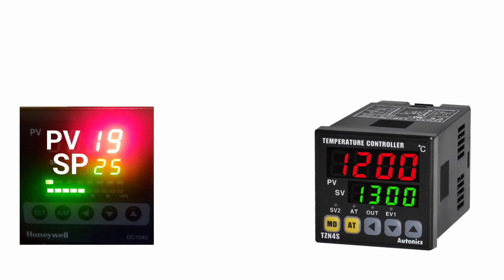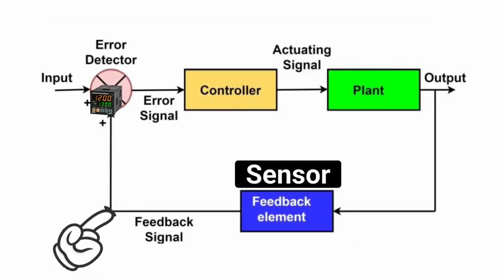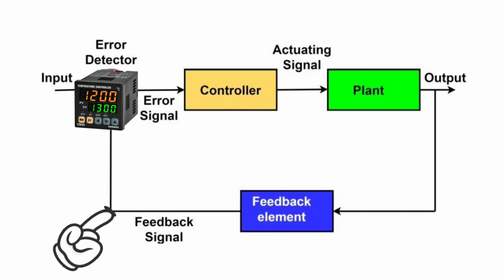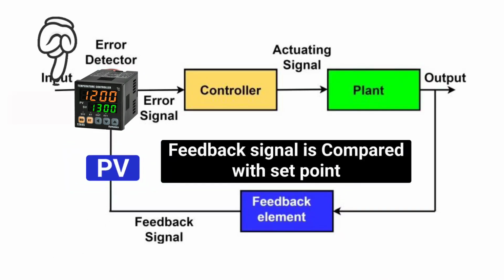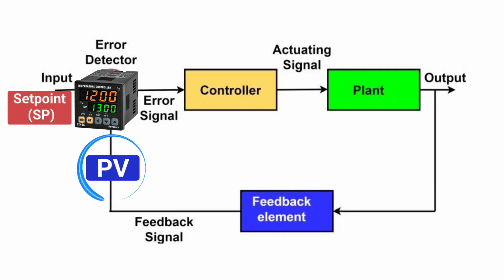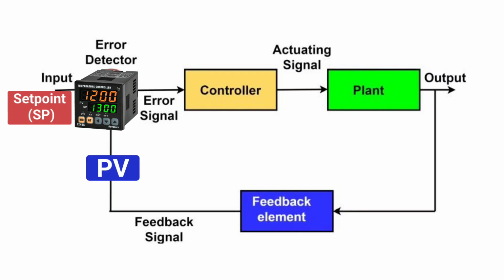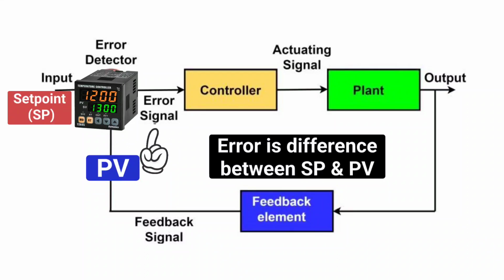Let's discuss, how does the PID controller reduce the error signal? Look friends, the signal from sensors is sent to the PID controller. This signal is then compared with a predefined set point. Now, the difference between set point and process variable is calculated. Here is a formula you should remember. Error equals set point minus process variable. So, error is the difference between set point and process variable.